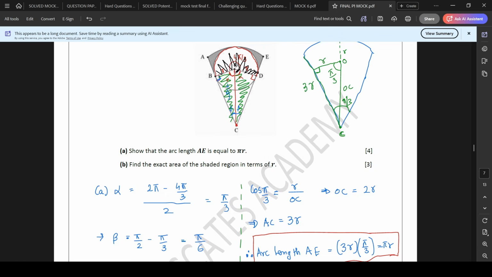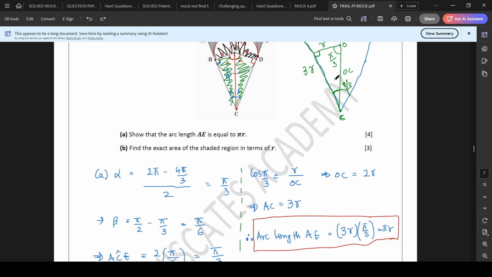the area of this triangle, whose base is this, or I can just use half AB sine theta. So in this triangle I know this angle is pi by 6, right? This angle is pi by 6. Let me use another color. This one is pi by 6.